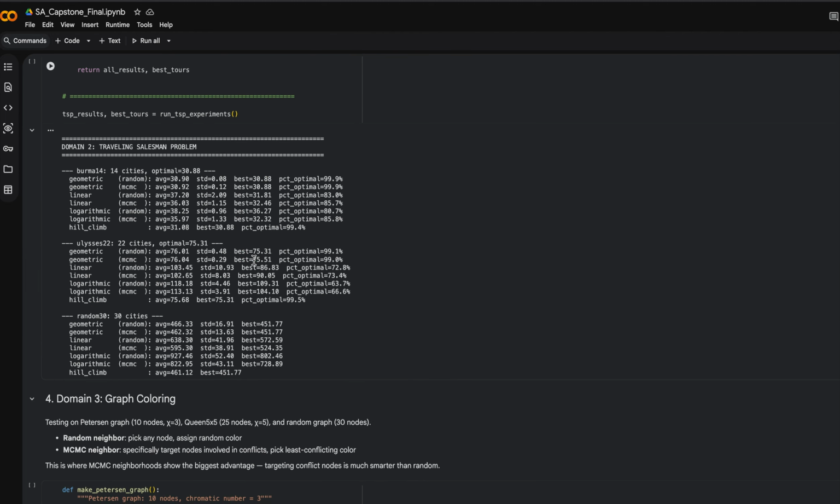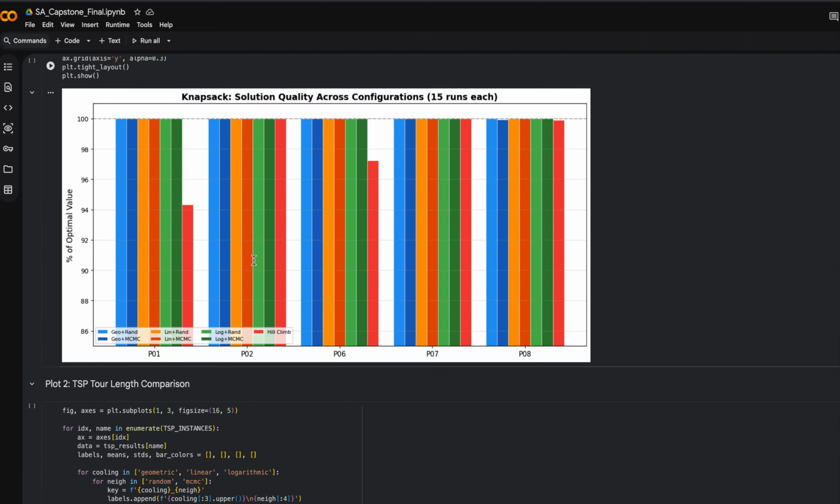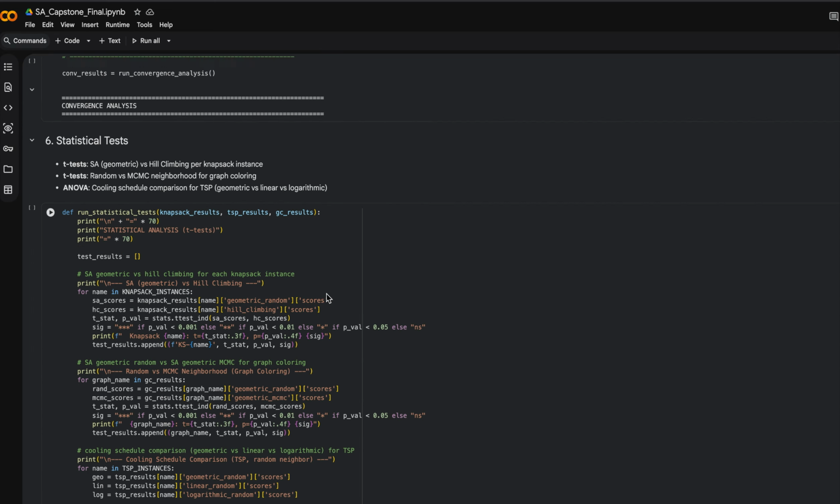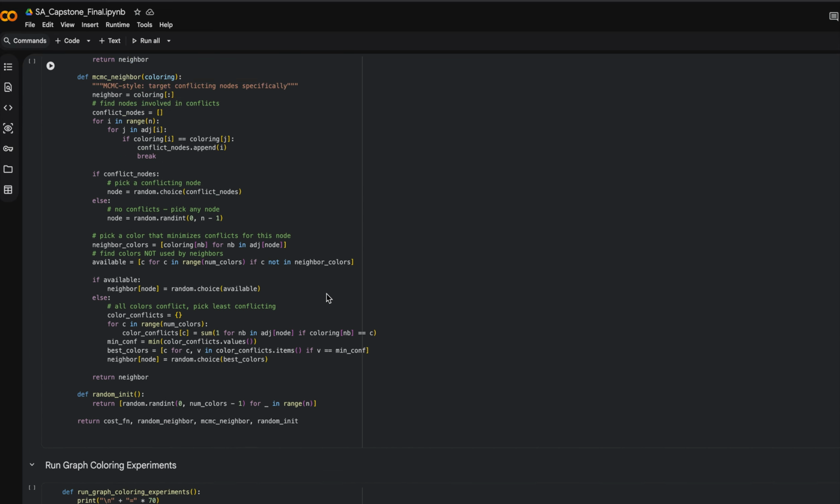So we can go and check out the plot. All SA bars are at 100. Red hill climbing dips on P01 and P06. Knapsack is the simplest domain. The interesting results actually come from TSP and graph coloring. So I'm just going to go to TSP to show you that.